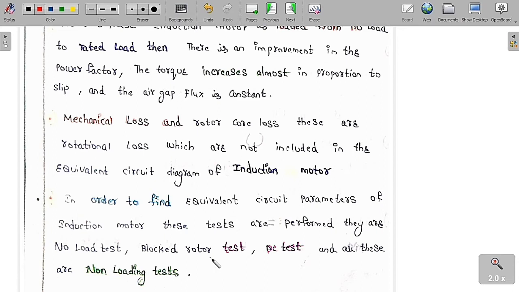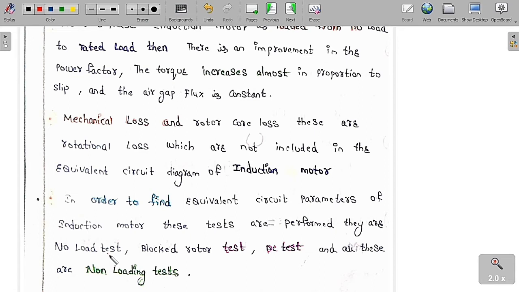If you want to figure out all the parameters of the equivalent circuit diagram of an induction motor, then we have to perform the no load test. With the help of the no load test, we can figure out the shunt branch parameters, with the help of the blocked rotor test, we can figure out the series branch parameters, and with the help of the DC test, we can easily figure out the armature resistance, RA.